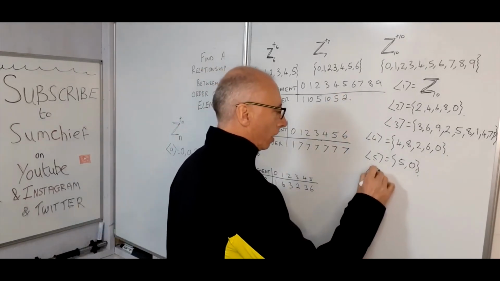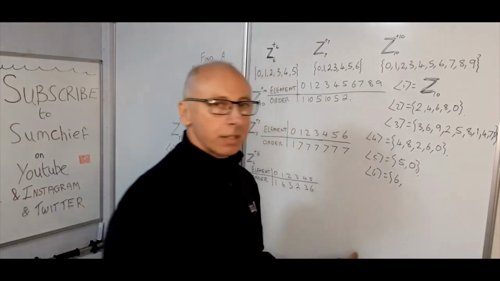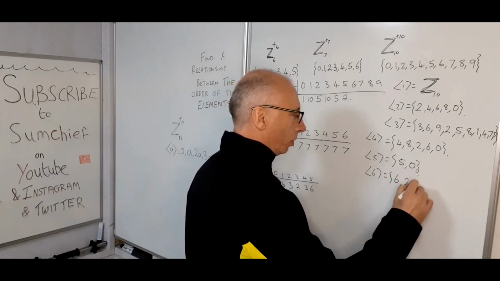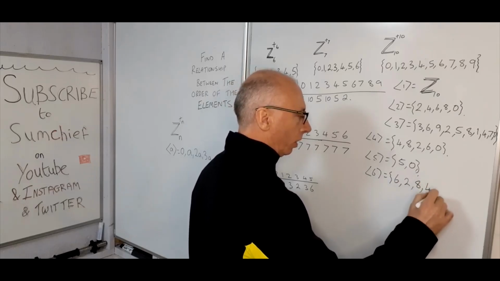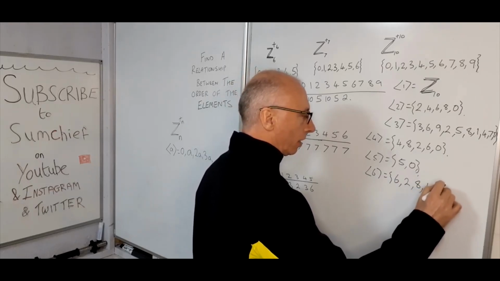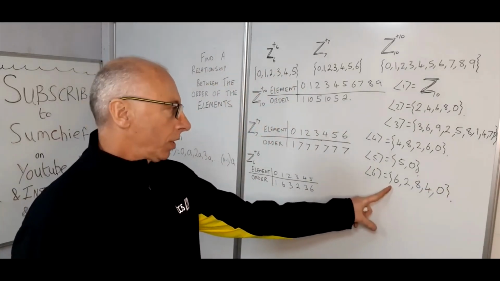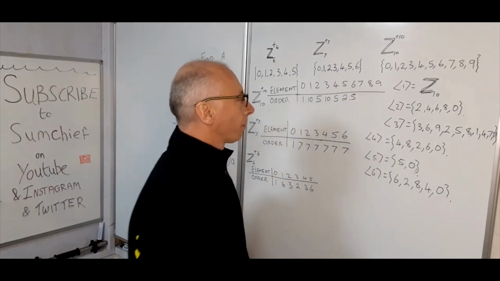Okay, let's try 6. So start with 6. Keep adding 6 modulus 10. So 6 plus 6 is 12, which is 2, gives to 8. 8 plus 6 is 14, sends us to 4. And then 4 plus 6 is 10, that sends us to 0. So 0 plus 6 will send us back to 6, as we know. So this one is of order 5.